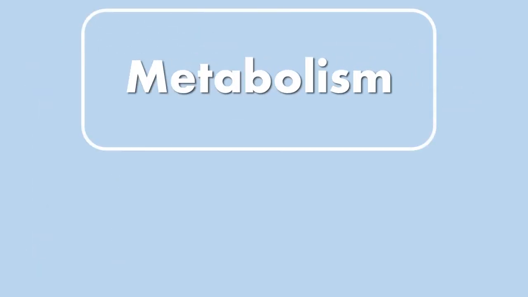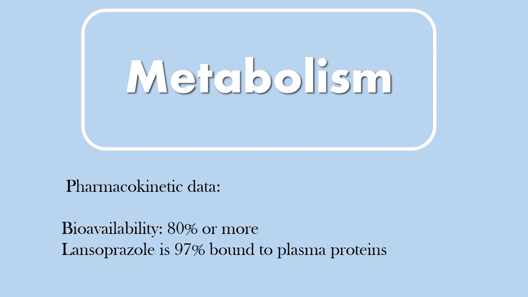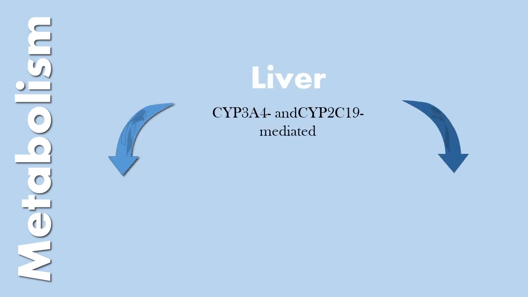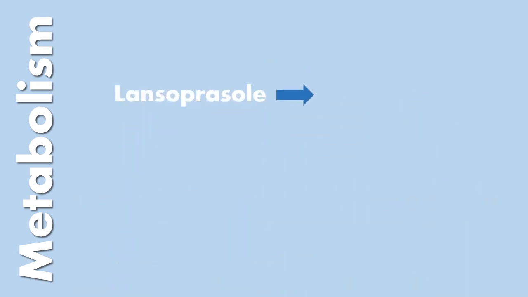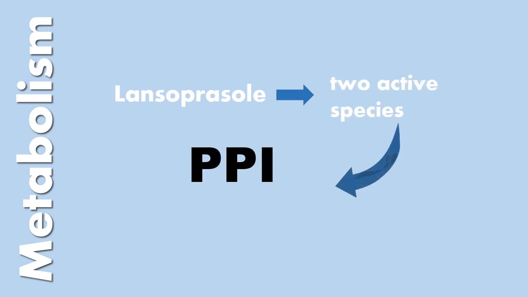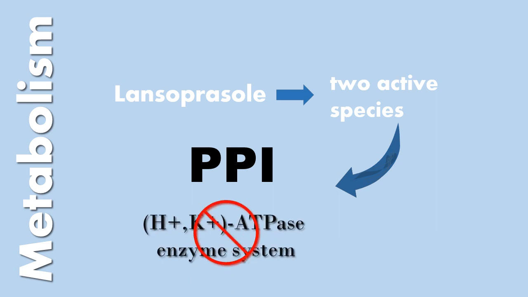Metabolism. Lansoprazole has a bioavailability of 80% or more, and is 90% bound to plasma proteins. Lansoprazole is extensively metabolized in the liver. 2 metabolites have been identified in measurable quantities in plasma, which are hydroxylated sulfonyl and sulfone derivative of lansoprazole. This drug is thought to be transformed into 2 active species, which work as proton pump inhibitors. In other words, inhibit acid secretion by blocking the proton pump.